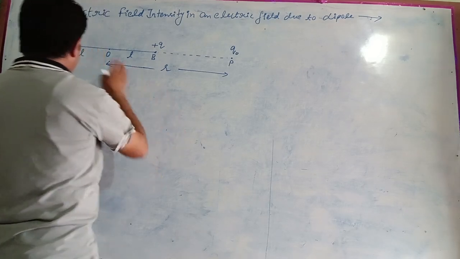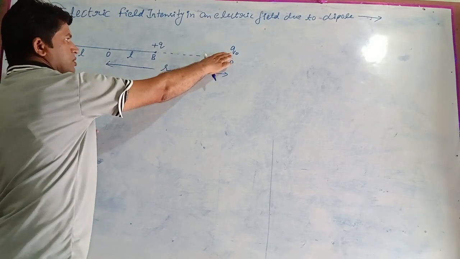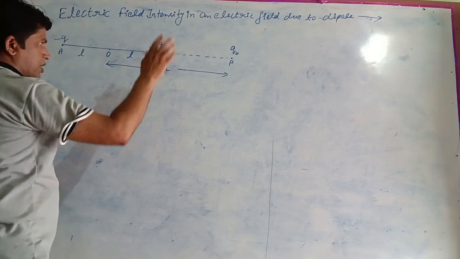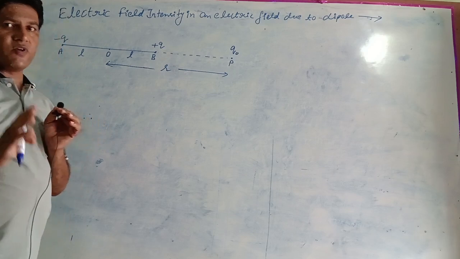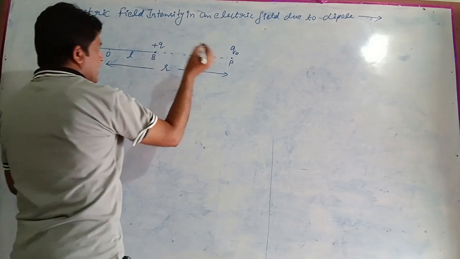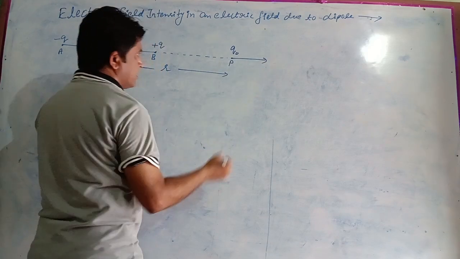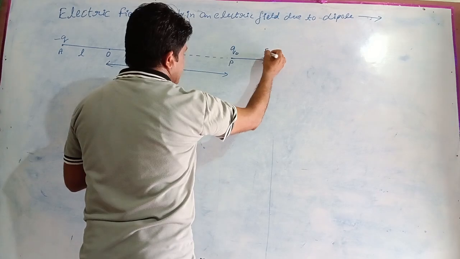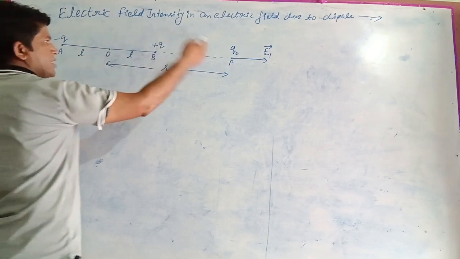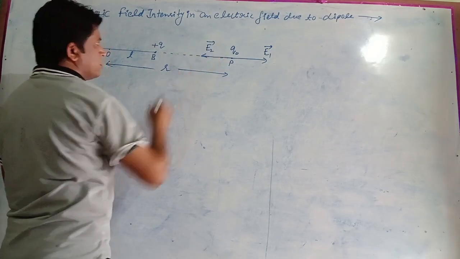But as you know, it is our dipole, and in this case Q naught will be affected by these two charges separately, and at this point two electric field intensities will work simultaneously due to the minus q and plus q. The electric field intensity due to the plus q charge will be on this side, and you may name this as E1, and the electric field intensity due to minus q at this point will be on the left side, and you may write it as vector E2.